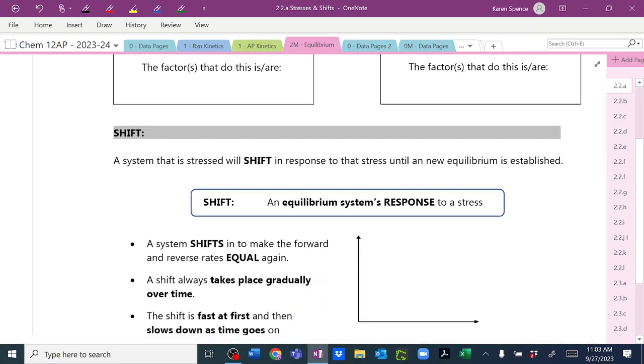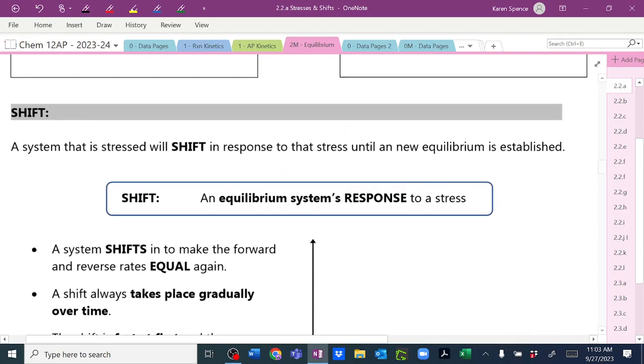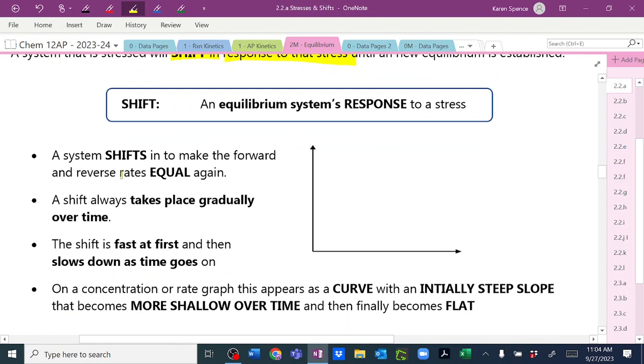Let's talk now about a shift. The shift is a response to the stress. A system shifts in order to make the forward and reverse rates equal again. Unlike a stress, which is instantaneous, a shift always takes place gradually over time. So we will see a curve.